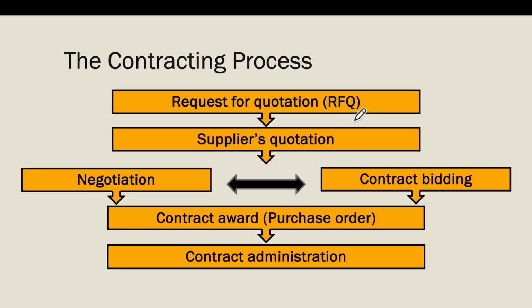In the contracting process, it starts with a request for quotation, whereby a buyer would prepare a request for quotation and send it to a supplier, and the supplier would provide a quotation. If there are multiple suppliers, there would be negotiations and contract bidding. Once all these things are finalized, the contract is awarded, a purchase order is issued, and contract administration takes place.